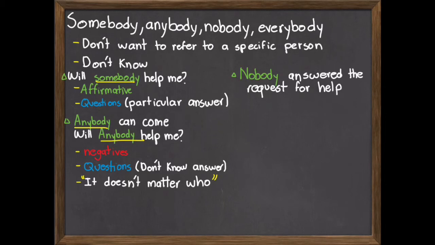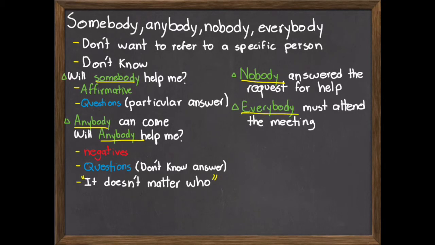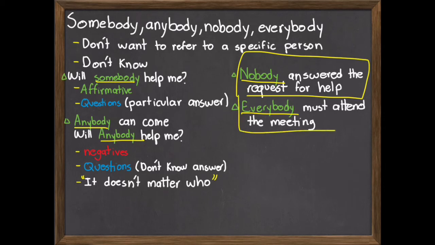Now let's look at the next example. Nobody answered the request for help. And everybody must attend the meeting. In the case of nobody, nobody means no people, no one. And everybody is the opposite. It means every person. They are used in affirmative sentences when we're sure of something. Nobody answered the request for help, meaning that no people did it. Everybody must attend the meeting. Every single person must go to this meeting.